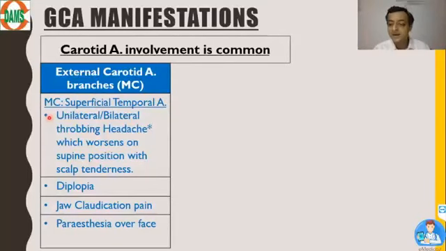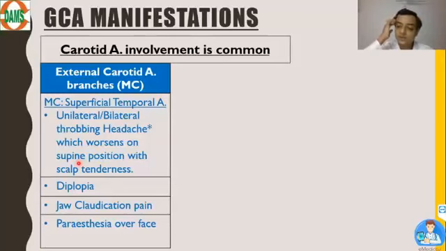But the opposite occurs in GCA. What occurs in GCA? There is going to be worsening in the supine position. The reason is unknown, but that is the character of the headache. Why it worsens is unknown, but in giant cell arteritis, it worsens in the supine position. And there is also scalp tenderness.